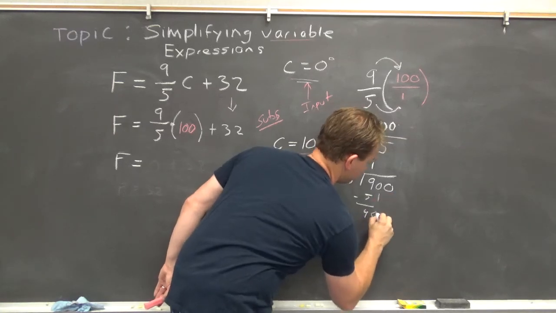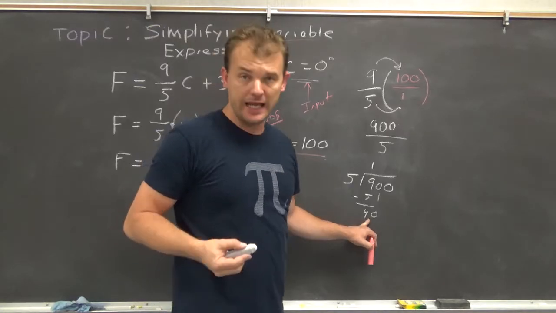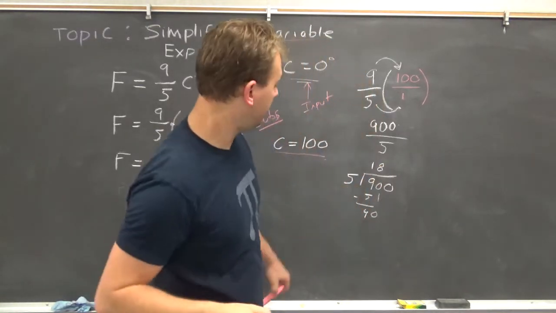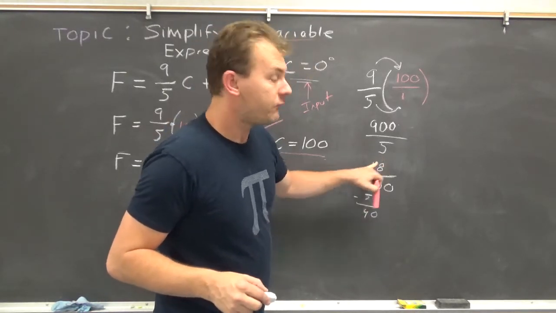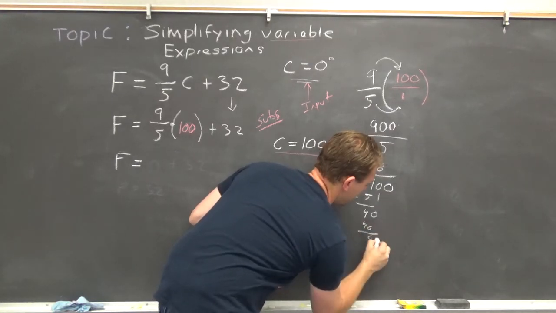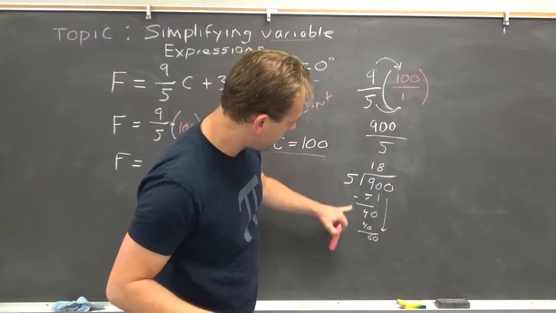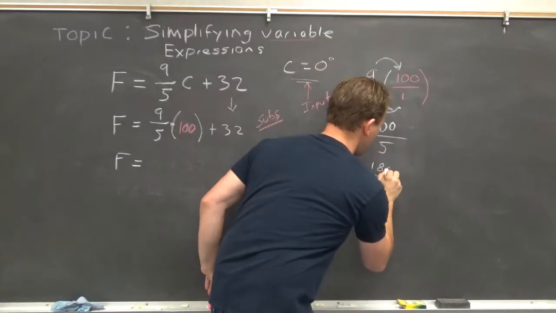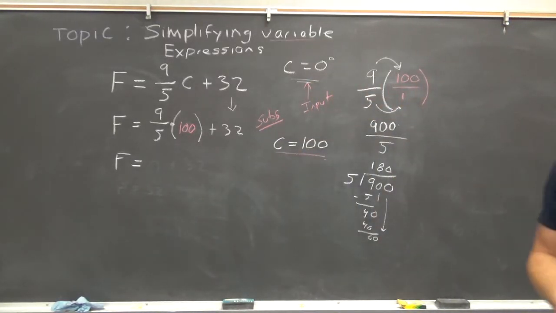Bring down that 0. How many 5s go into 40? Let's see, 5 times, is that 8? 8. Make sure I do my math correctly. So then you have 5 times 8 is 40. So that's going to be 40. 0. Bring down the 0. Remember, you bring down your 0. How many 5s go into 0? Yeah, 0. So now that's 180.